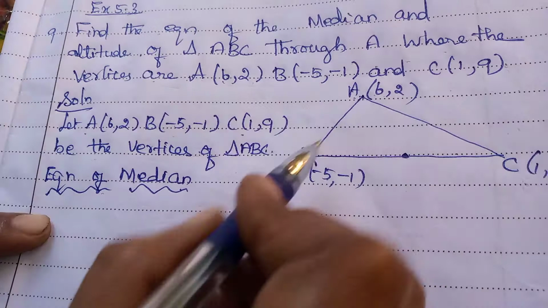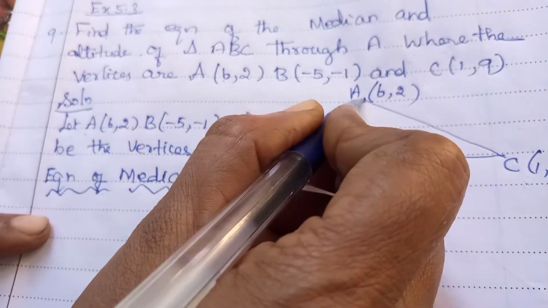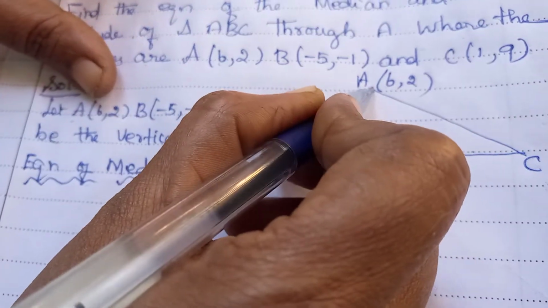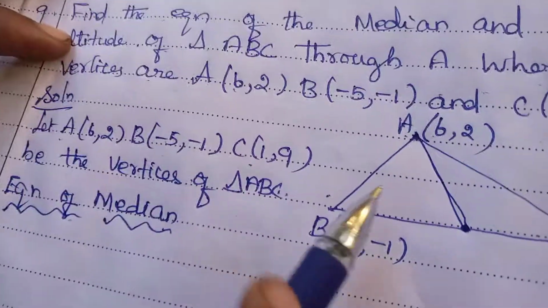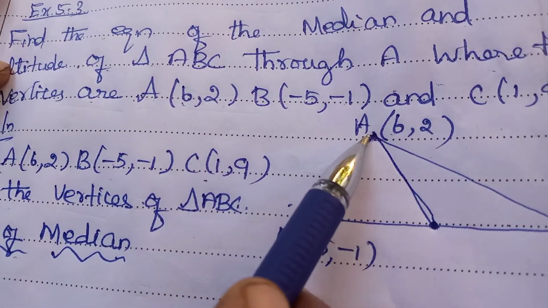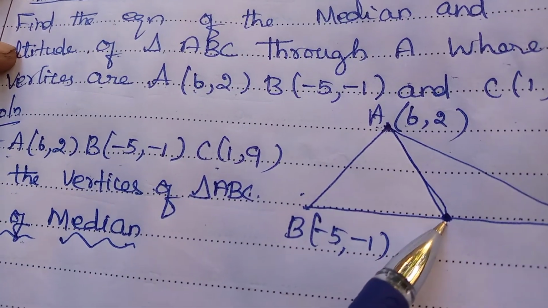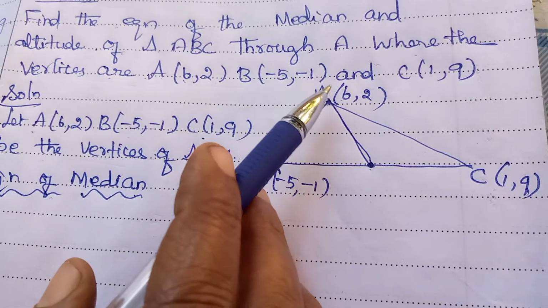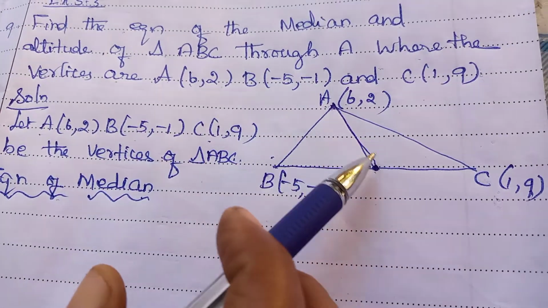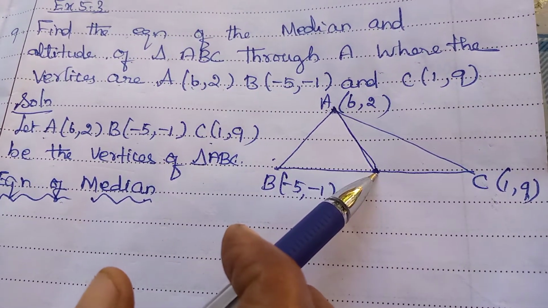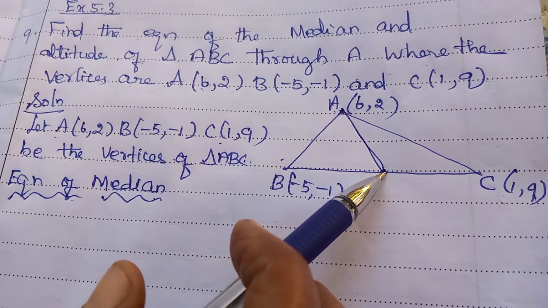What is a median? The median is the line segment from one vertex to the midpoint of the opposite side. So first of all we have to find the midpoint of the opposite side.